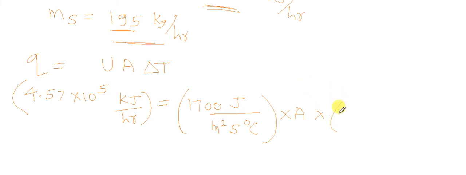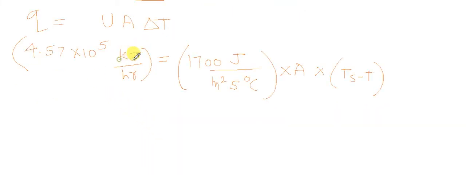Delta T means how much? Ts minus T we have to take. Okay. Now you please note that here it is in kilojoule, and here it is in joule. So we have to convert this kilojoule to joule. Similarly, here time is in seconds and here time is in hours. So we have to convert these hours to seconds. So here we have to convert kilojoule to joule and hours to seconds.